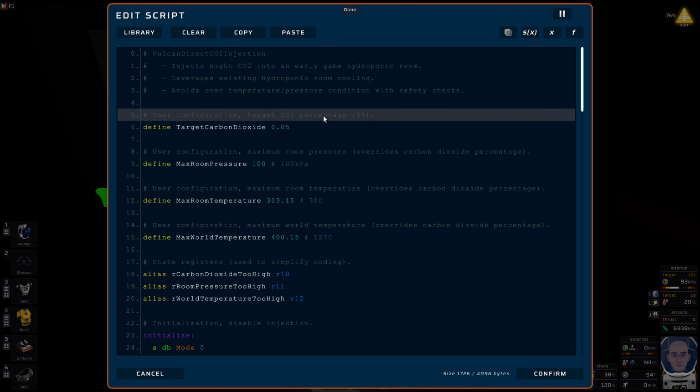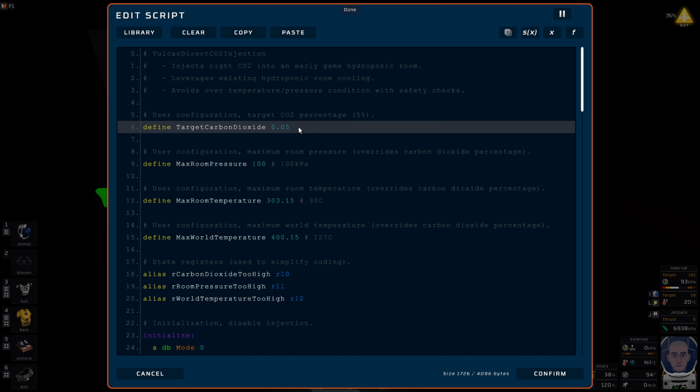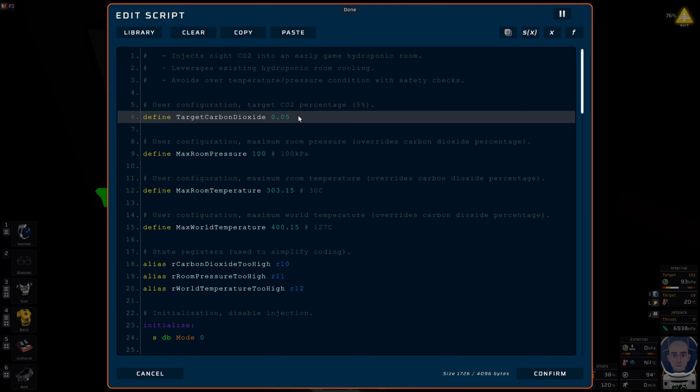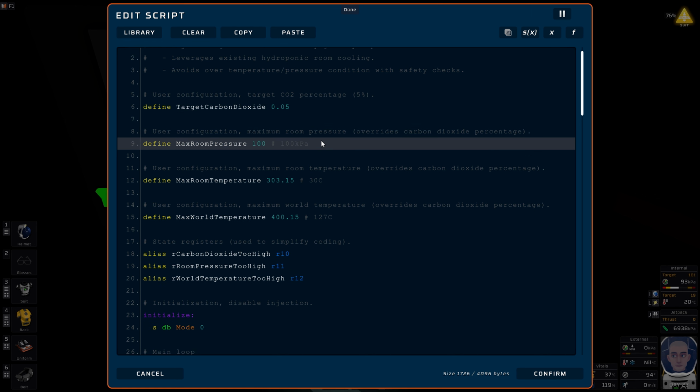We have some user-defined values. The target CO2 percentage is 5%. So effectively, if all the other rules pass, if it's below 5%, it injects CO2. If it's above, it doesn't. The maximum room pressure, this is to keep it within the pressure range for potatoes. If the room is at 100 kilopascals or higher, it will not inject. Typically, this would mean that your system for extracting O2 from the room is not working.